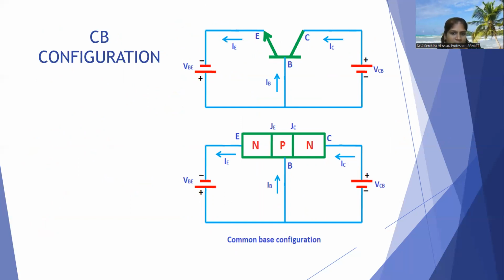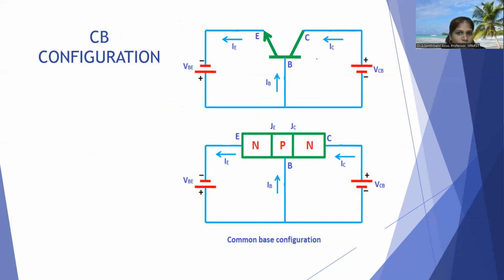See here, the emitter is connected with the negative. So here we have to give a forward bias. Negative to negative connection is forward bias. Here the collector is connected to positive, so here we are giving reverse bias, that is positive to negative. This is about a common base configuration.